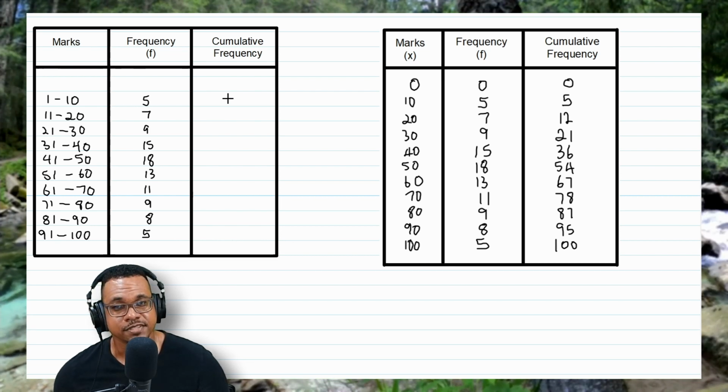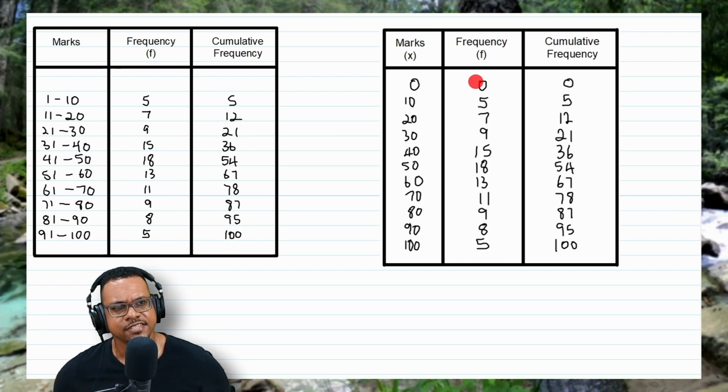Our first cumulative frequency is going to be 5 because that's our first frequency. We're going to add the 5 and 7 and get 12. And we're going to come down the line just like this. So 12 plus 9 is 21. 21 plus 15 is 36. 36 plus 18 is 54. 54 plus 13 is 67. 67 plus 11 is 78. 78 plus 9 is 87. 87 plus 8 is 95. And 95 plus 5 is 100.